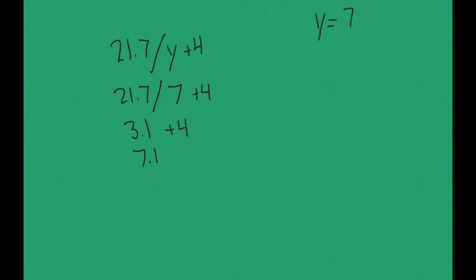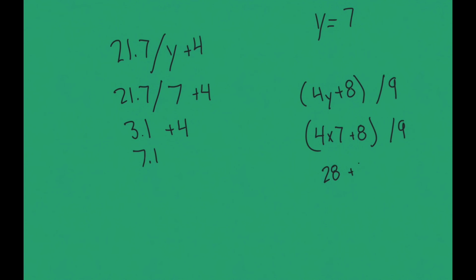Let's do another one. We'll still assume that y is worth 7. So if we have 4y plus 8 in brackets divided by 9. So we're going to substitute our y, go 4 times 7 plus 8, and that's going to be in our brackets, divided by 9. What do we do first? What's inside the brackets? And we have a multiplication, so we're going to do that first. 4 times 7 is 28 plus 8. And remember, that's still in brackets because there's still work to do in there.